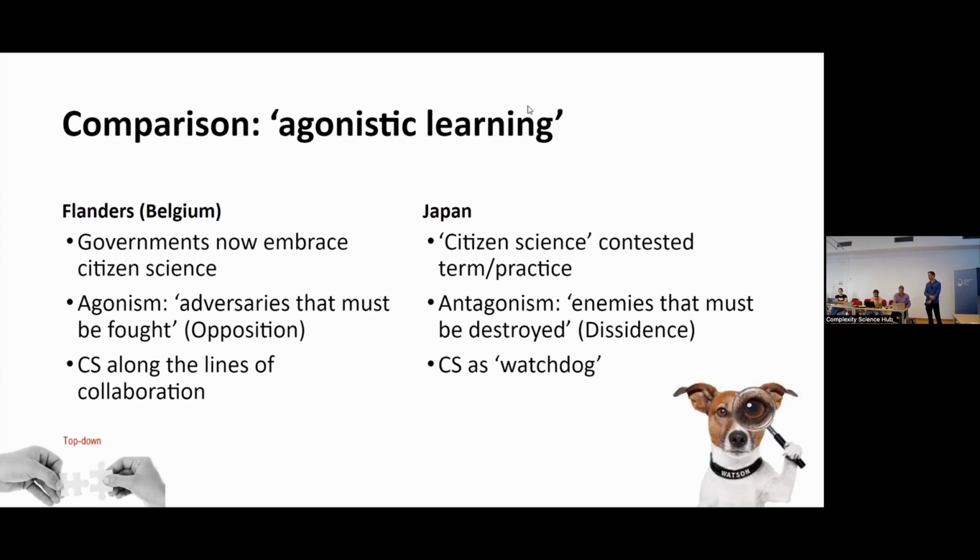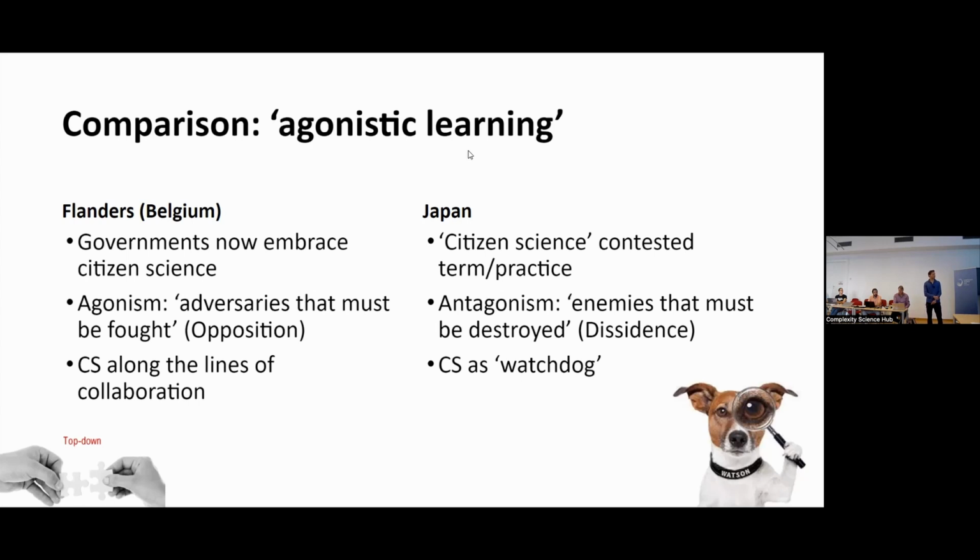Because in one way or another, the stakeholders are forced to listen to each other. In Japan, it seems to be almost antagonistic, in the sense that you're working with dissidents, right? So on the left, you have opposition, where you are working with, let's say, a policy or political rationality which everyone is willing to accept, more or less, the rules of the game. In Japan, these rules themselves are being questioned, right?